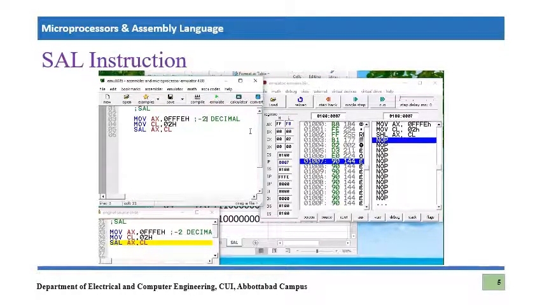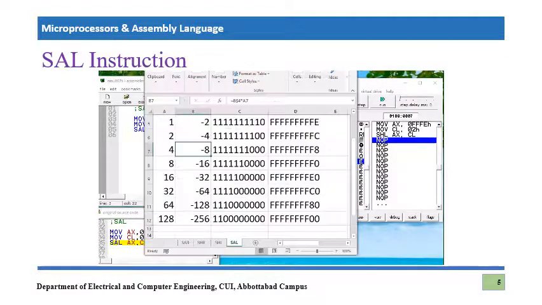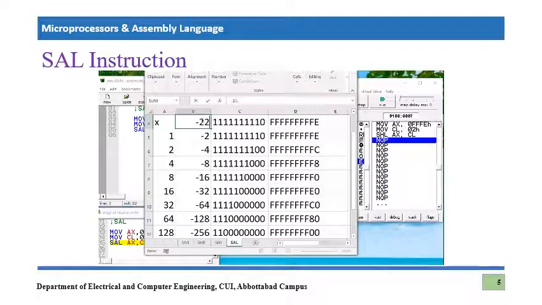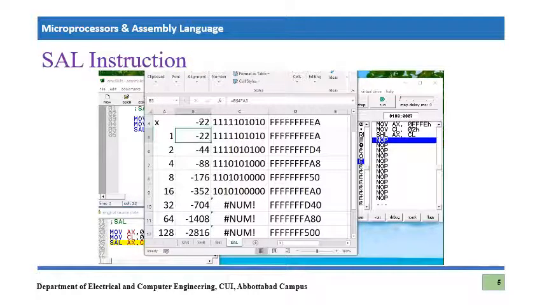For example, we use -22, and we will be using count 2. 2 power 2 is equal to 4, so that should be -88, right? 22 times 4 should be 88, so -88, and that should be FA8, and -22 is FEA, right? This is -22, which is FEA, and -88 is FA8.